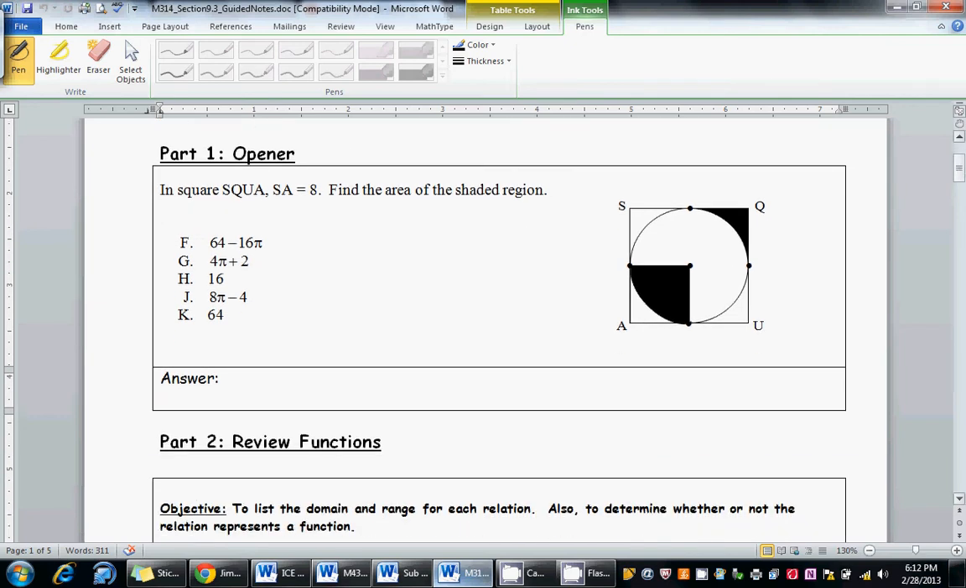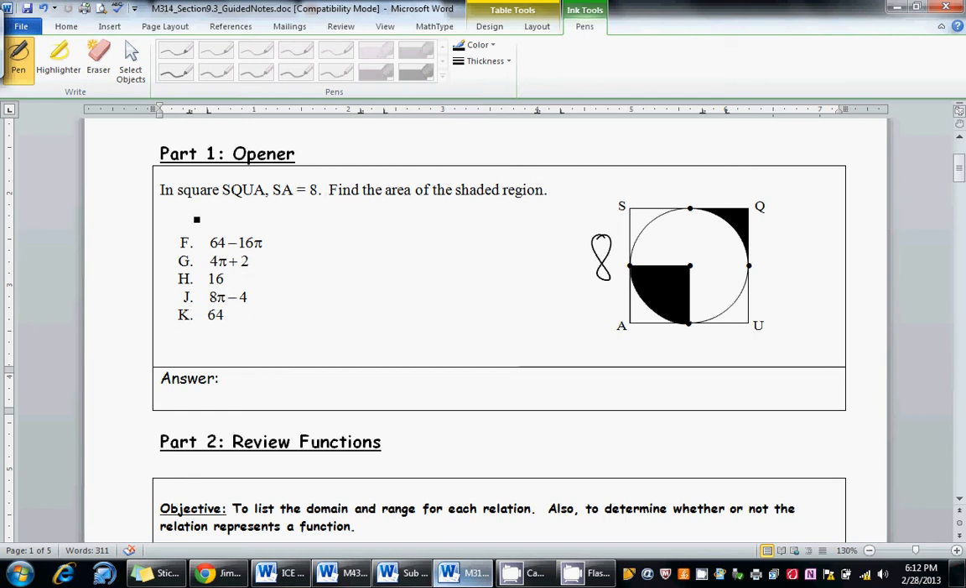Okay. In the square SQUA, side SA equals 8. Okay, so that's this side on the left here. That's going to be 8. Find the area of the shaded region. Okay, now we'll notice we have two shaded regions, right? We have this one in the bottom left here, kind of looks like a slice of pizza, okay? And this one on the top right kind of looks like a curved triangle. I really don't know a better way to describe that, okay?